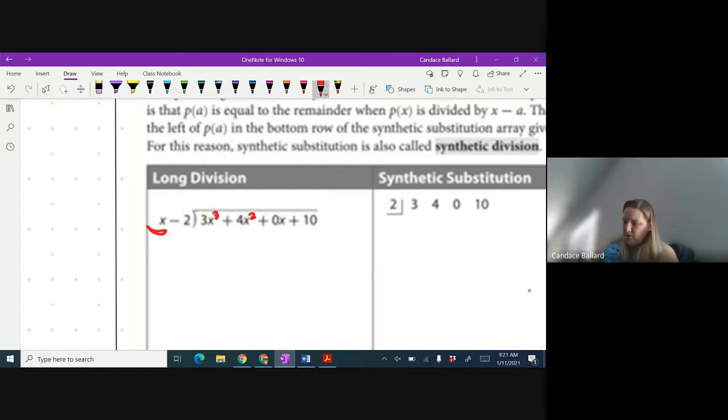All right, I'm seeing a bunch of 3x squared. Nice job. So then I'm going to multiply or distribute. So 3x squared times x is 3x cubed. And 3x squared times -2 is -6x squared. All right, what do I need to do now? So what do I need to do from here?